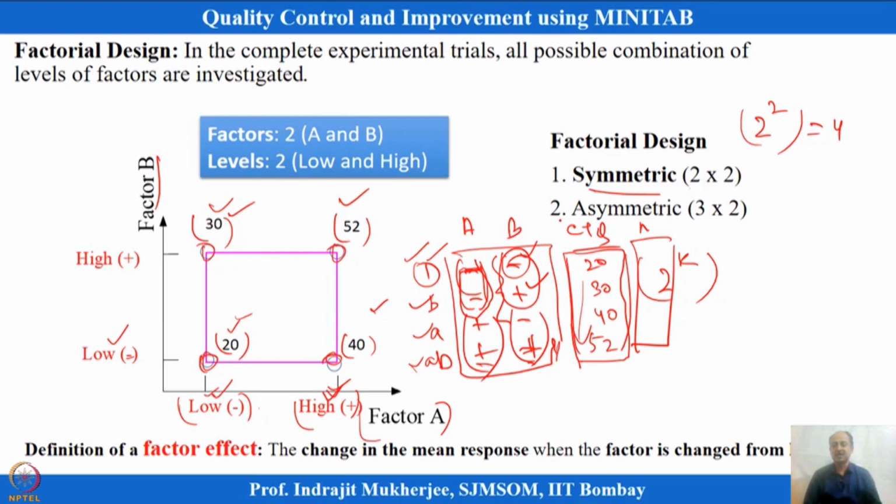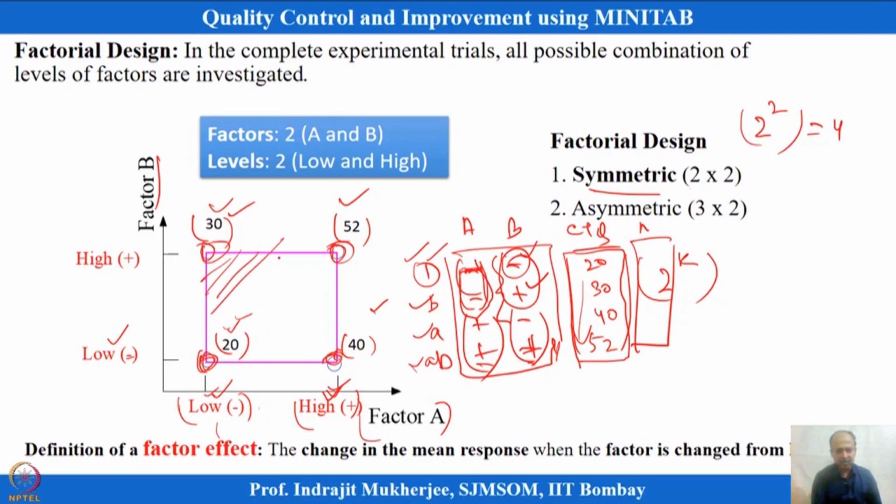There is a general symbolic way we represent factorial experimentation. These low level and high level are arbitrary. So, this can be numbers, this can be categories, and these are the observations that we have, and we have covered all the points, all the extreme corners over here.